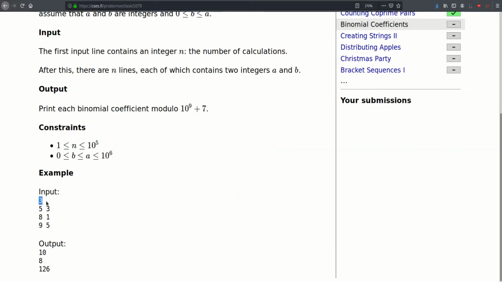So the first line of the input will contain an integer n up to 10 to the 5th, then will follow n lines, each containing two integers a, b, both up to 1,000,000. And each time we will have to print the binomial coefficient. So let's head to the drawing board and see how we can solve this problem.